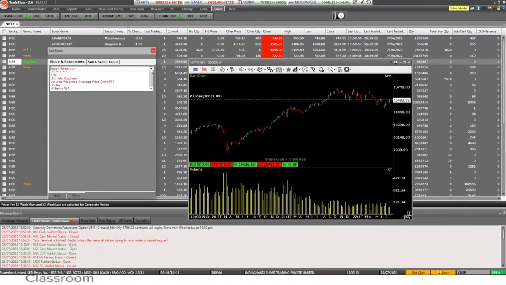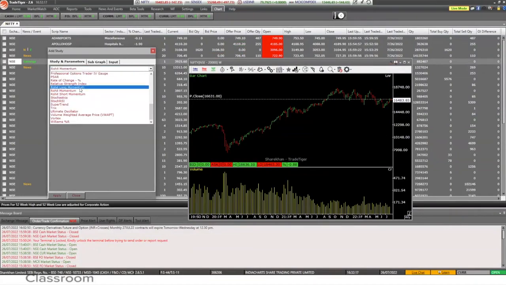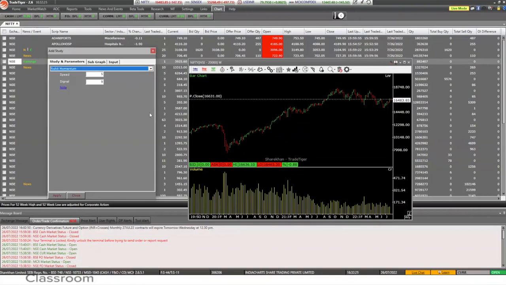You'll find that over here there are actually three variations. I'll explain each one of them: Rohit long momentum, Rohit momentum, and Rohit short momentum. The Rohit momentum is the most base indicator. There are also two options here.